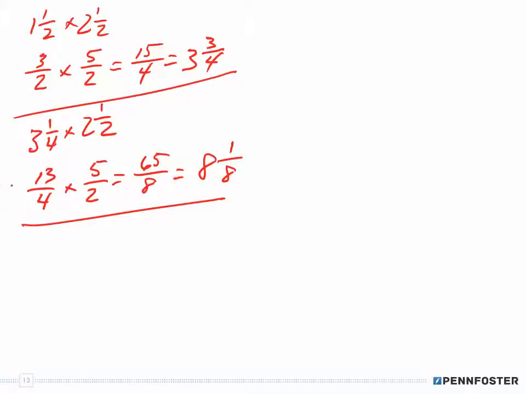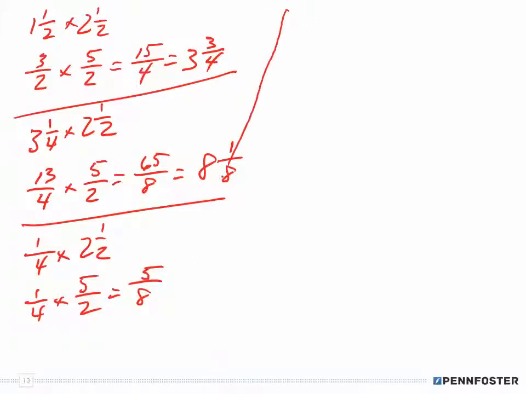Okay, what's next? 1/4 cup of margarine. So I have 1/4 times 2.5. Again, 1/4 times 5/2. All of these are the same, so it's 1 times 5 is 5, 2 times 4 is 8, and so I only need 5/8 of a cup of margarine.